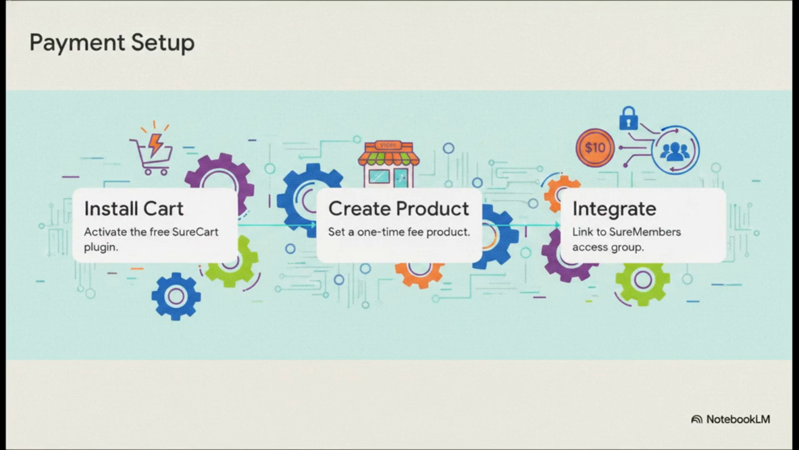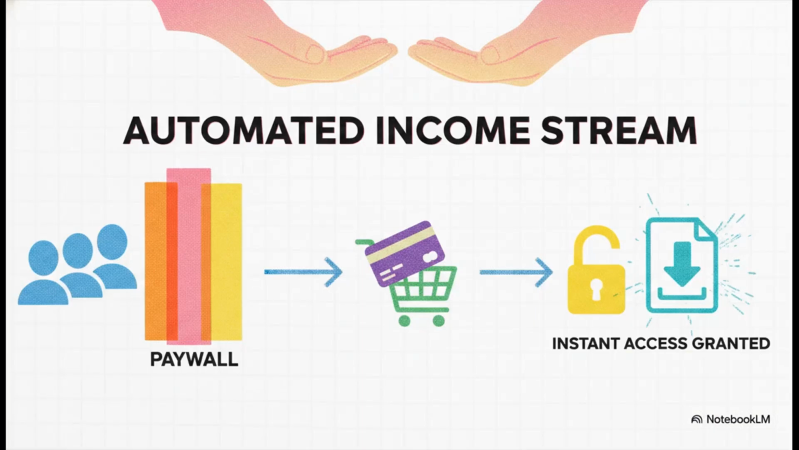And wrapping up the final setup is incredibly fast. You just activate SureCart, set your new product's price to a $10 one-time fee, and then you simply link it directly to your SureMembers access group. That's it. These tools talk to each other absolutely flawlessly. And just like that, you've fully automated your income.